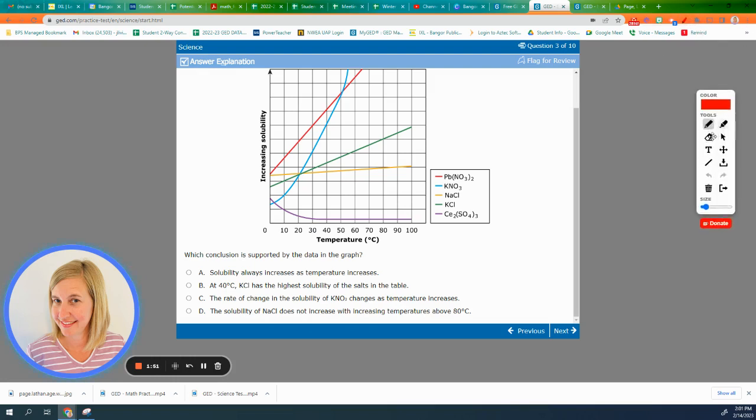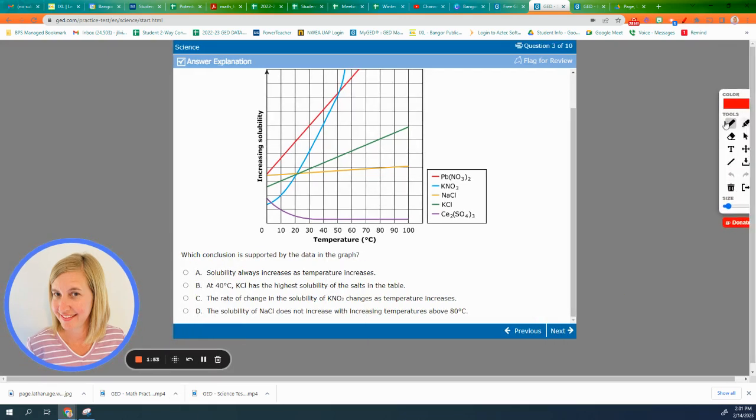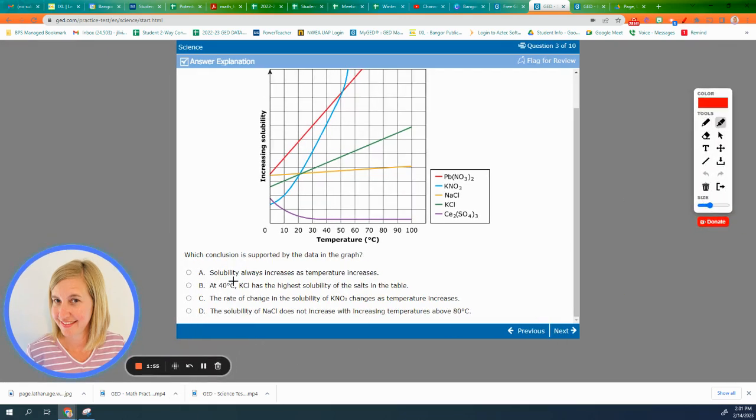So I'm going to highlight those right now just to make that easy. KCl, all right, and up here KCl is green, so we're going to be looking at the green line for that one. KNO3 is blue, so we're going to be looking at the blue line for that answer choice. And NaCl, regular sodium chloride, is the yellow line. So those are the 3 lines we're going to be looking at for different answer choices. Okay, so let's take a look at number 1.